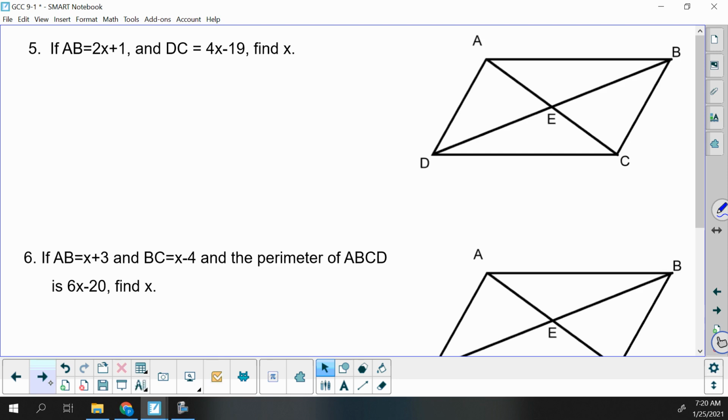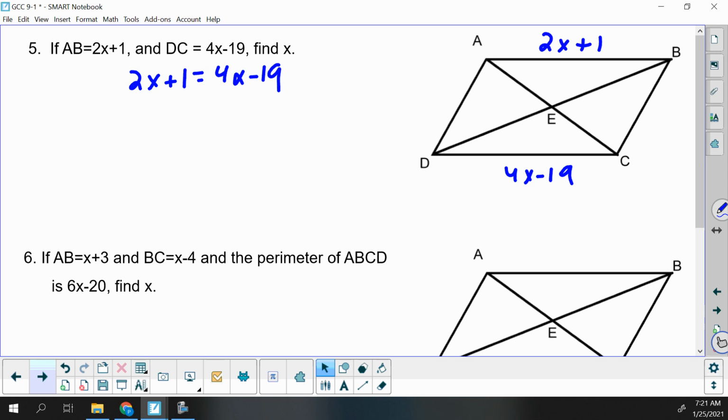All right, down at the bottom of page 4. So we're given an expression for AB, 2x plus 1, and DC is 4x minus 19. So those are both sides in our parallelogram. The two things we know about our sides in the parallelogram are opposite sides are parallel and opposite sides are congruent. Well, those are opposite sides, so we know that they are congruent, so they should be equal to each other. So we can do 2x plus 1 equals 4x minus 19.